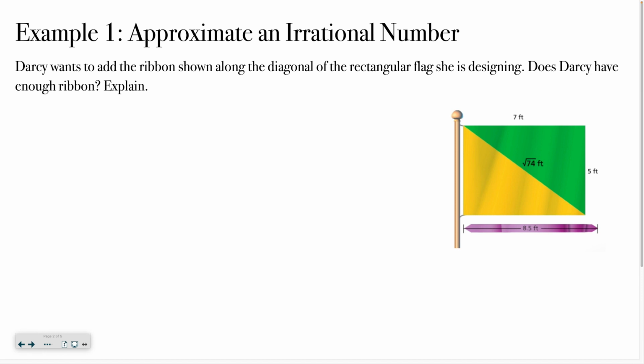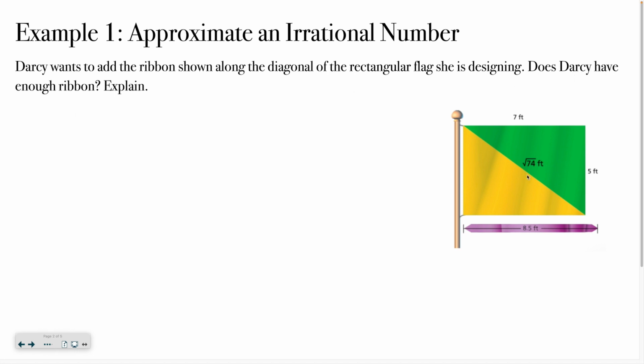We're looking at today. So start with approximating an irrational number, because remember, we're still not using our calculators. We have this problem right here. Darcy wants to add the ribbon shown, so that's this 8.5 kind of reddish pink ribbon shown. So she wants to add that ribbon along the diagonal, which cuts from one corner to the opposite corner of the rectangular flag she is designing. Does Darcy have enough ribbon?